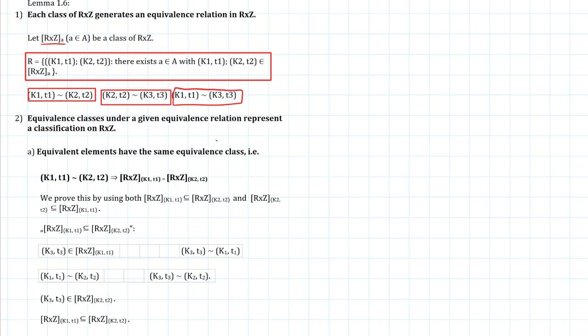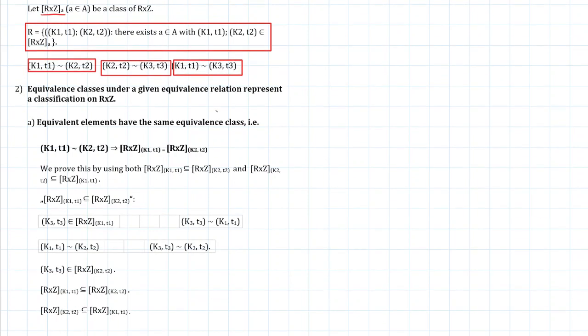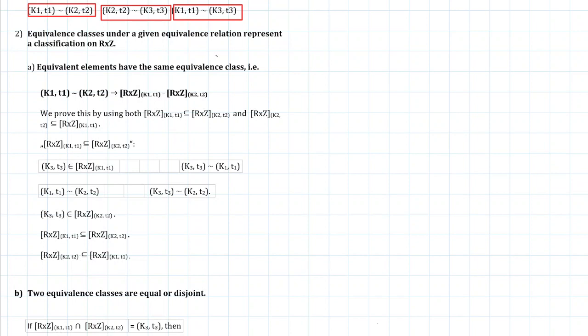The next statement: equivalence classes under a given equivalence relation represent a classification on the given set. We will prove this by proving A and B. A: equivalent elements have the same equivalence class. So if K1 relates to K2, then they have the same class. And we will prove this statement by using both the statement that the equivalence class of K1 is a subset of the equivalence class of K2, and the other way around, so that the equivalence class of K2 is a subset of the equivalence class of K1.